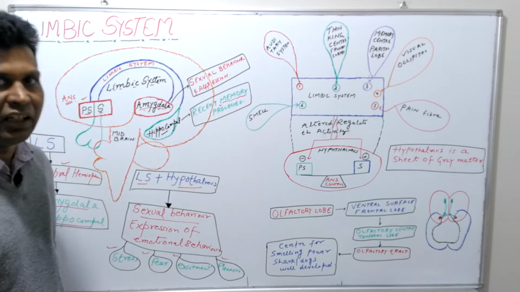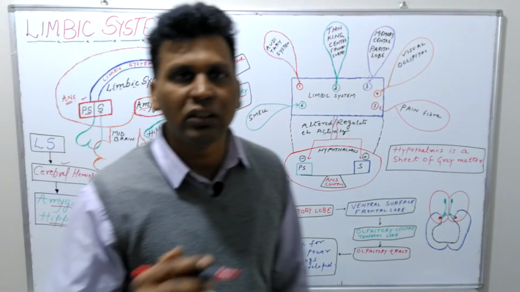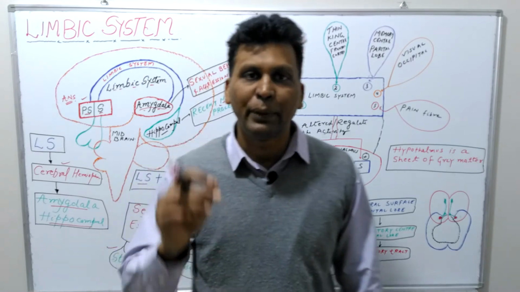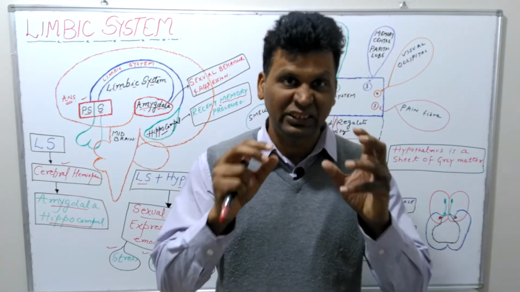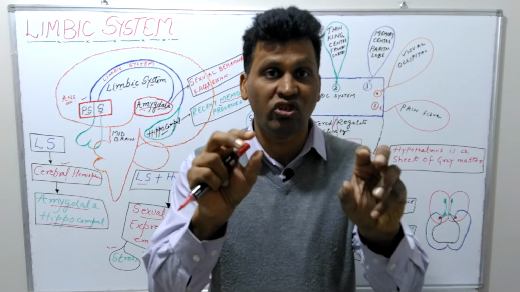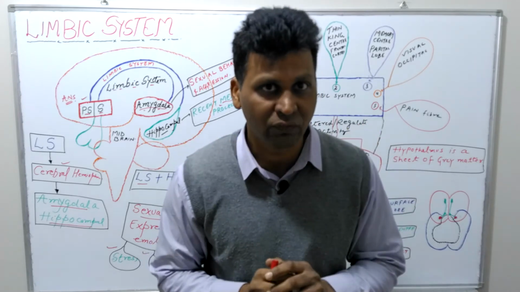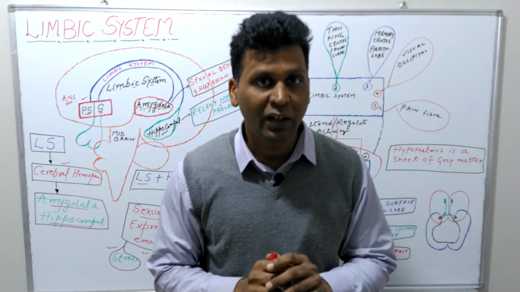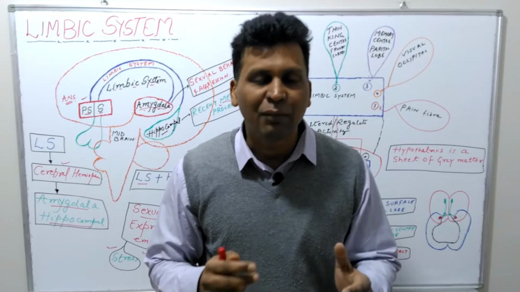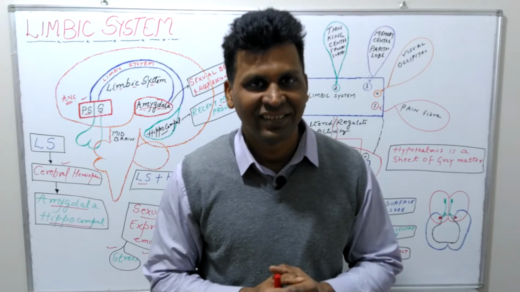So you can say that your limbic system is the area embedded in the deeper structure of your cerebral hemisphere, which is dealing every time with your emotional behavior.